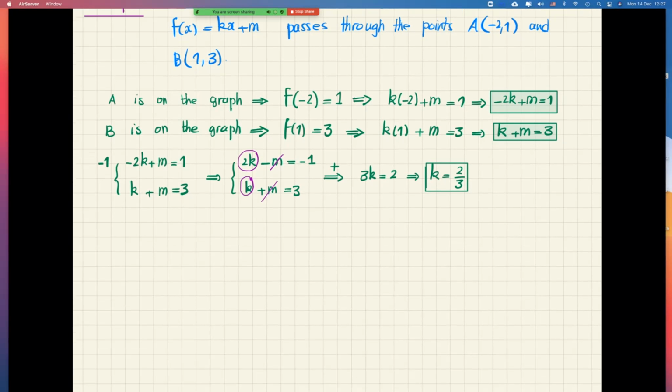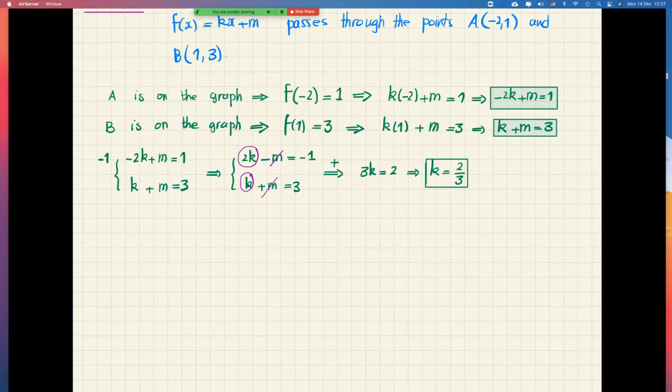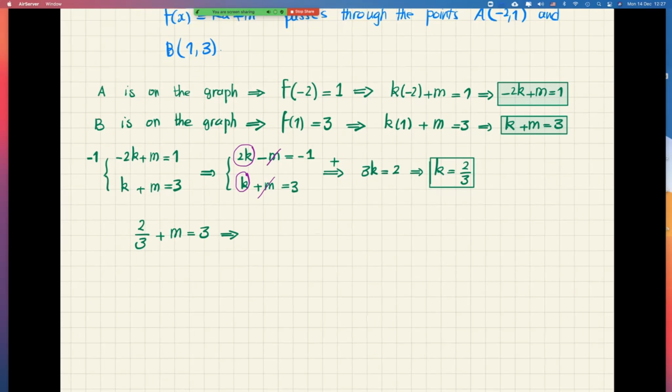Okay, and then when I found k, I put it in one of these equations, whichever is simpler. I think the second one is simpler. So I replace this k here, and then I will find my m that I don't know, yes? So this becomes 2/3 plus m equals to 3. And usually I don't like fractions, so I get rid of them as immediately as possible. I just multiply everything by 3, so it becomes 2. The next one becomes 3m. The right-hand side becomes 9. And then what happens? 3m becomes 7. And then m is found to be 7/3.